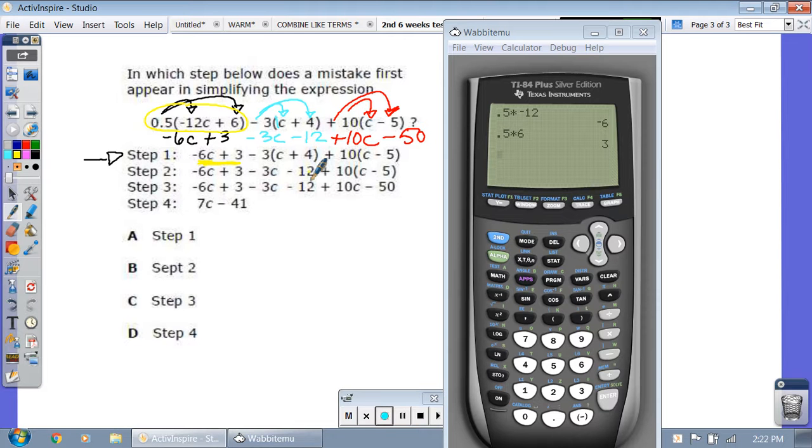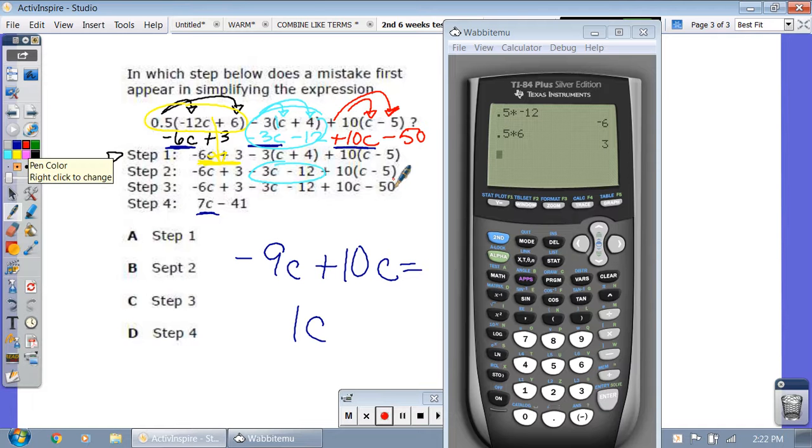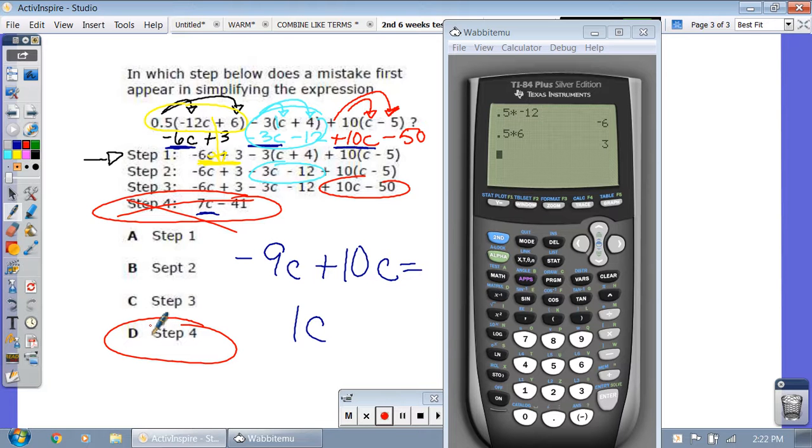Let's see if our steps are correct. Let's actually solve this. Let's look at our letters here. Negative 6C minus 3C gives me negative 9C, but I still have plus 10 of those C's I need to do. If I combine that, I get 1C. Notice they got 7C. So they distributed the yellow right here in step 1, and then in step 2, they distributed the blue right here. And then in step 3, they distributed the red, so everything matched up until the very end when they combined like terms. So step 4 is incorrect. So they're asking, where did they make their mistake? In step 4.